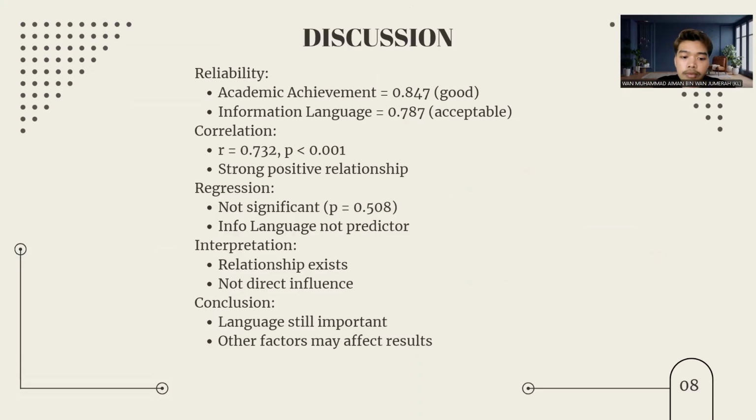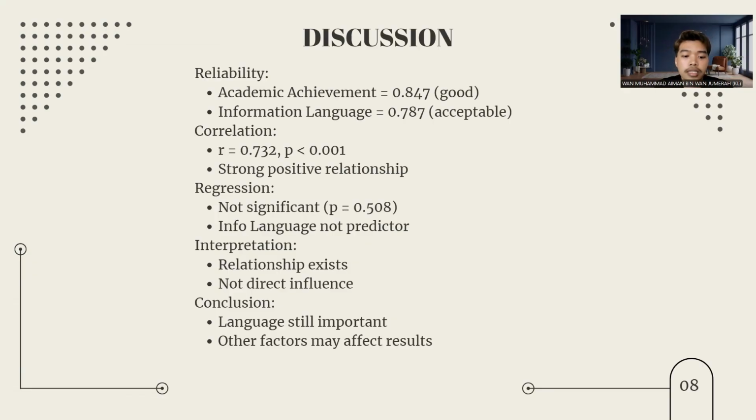So the purpose of the study was to examine the relationship between information language and academic achievement among UPTM students. The reliability result shows that both variables are reliable, with values of 0.847 and 0.787. The correlation analysis shows a strong positive relationship with r equals 0.732 and p less than 0.001. This means clearer language is associated with better academic performance.